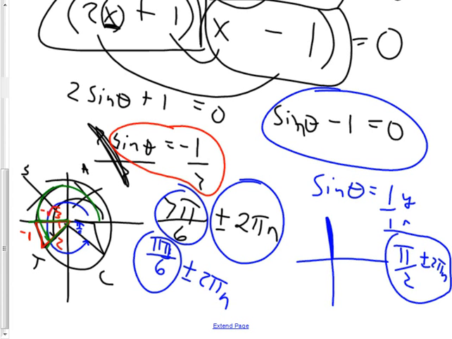Hold on. Okay. Nope. If you were doing that, that's tangent. Okay. Sine is opposite over hypotenuse. Only one of them is negative, so we're okay. All right, that was one.